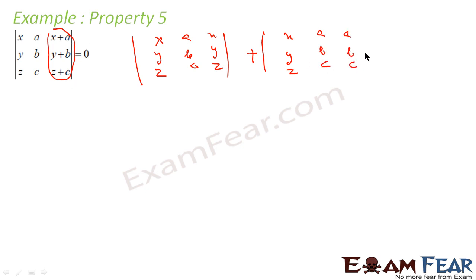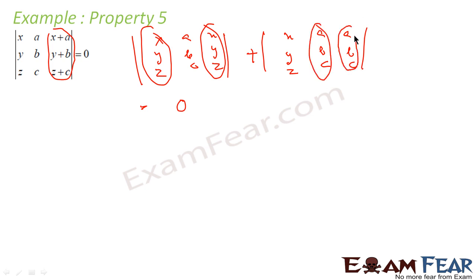So what I've done is split this into two determinants as per my property, because the property says if a column or a row can be written as sum of two numbers, we can split it. Now this first determinant is 0, why? Because this column and this column are identical. Since I have two identical columns, the determinant value is 0. This one is also 0, why? Because column 2 and column 3 are the same.